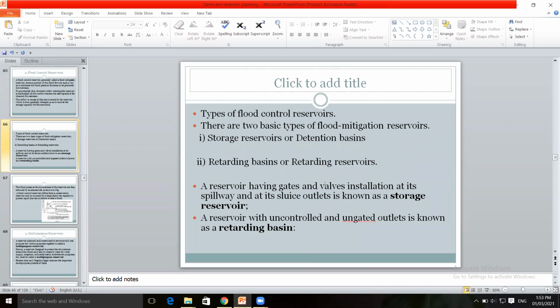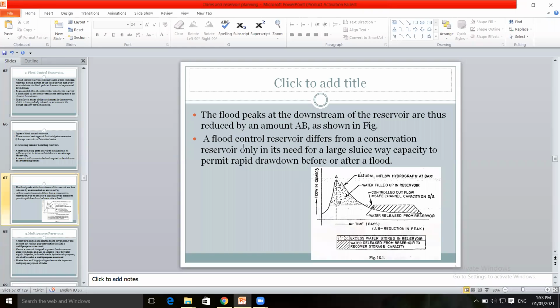In a storage reservoir, we only store water. Water is stored, water is conserved. And in a flood control reservoir, during peak flows, the surplus water is used for increasing the storage capacity during low flows. This is the objective of a flood control reservoir. What is the difference between a flood control reservoir and a storage reservoir?